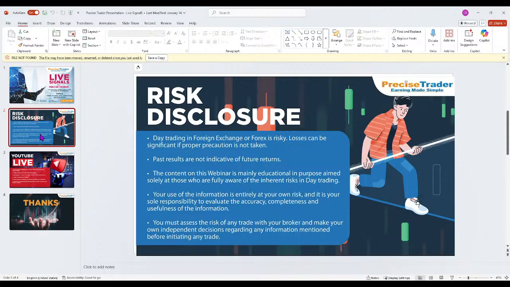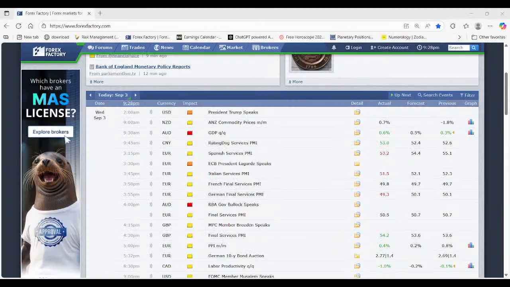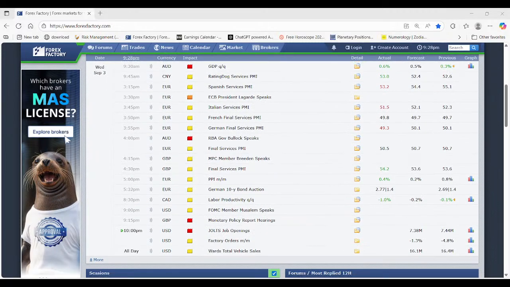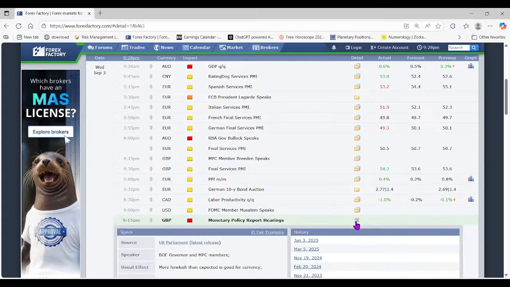So with that, we move on to our live analysis. The key data that is going to be out in another 30 minutes: we have JOLTS job openings and factory orders month on month from the US, and I'm not sure what the monetary policy report hearings are from the UK.